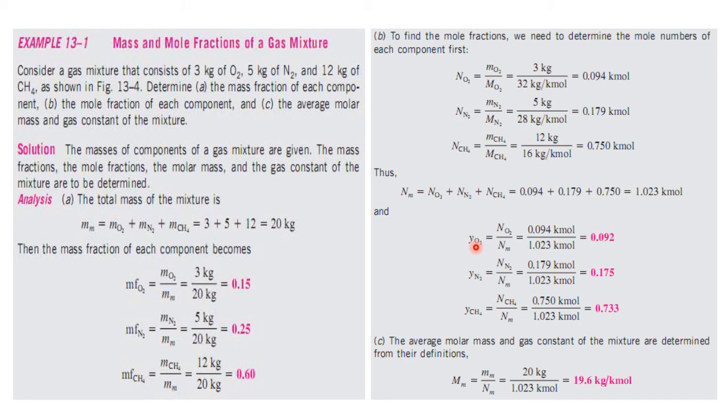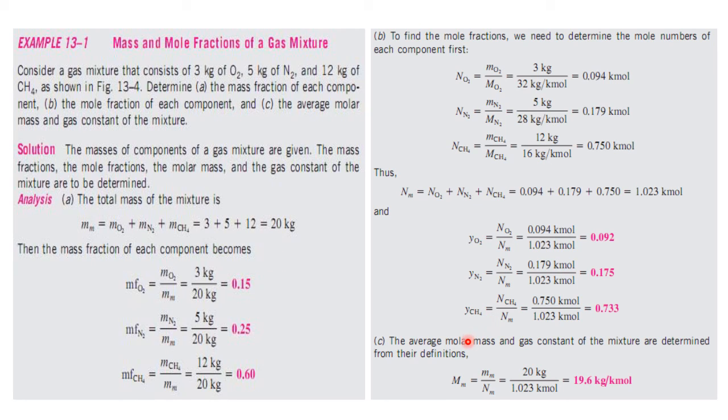Next is finding the mole fraction. The mole fraction of oxygen is nO2 divided by Nm, the number of moles of oxygen divided by the total number of moles. Similarly for nitrogen and methane. If you add all these 3 together, the value should be equal to 1. Similarly, if you add all the mass fraction values together, it should be equal to 1.